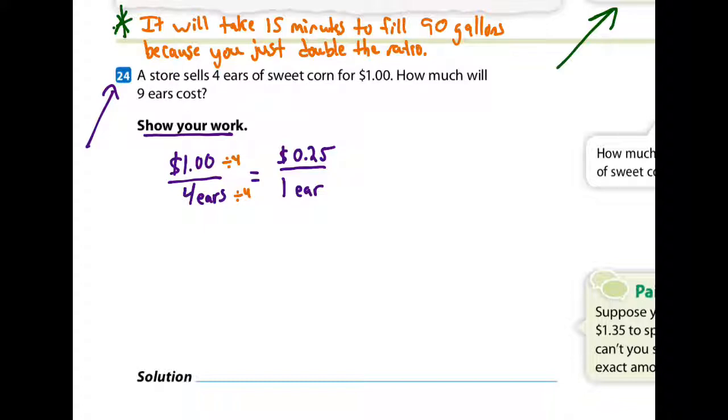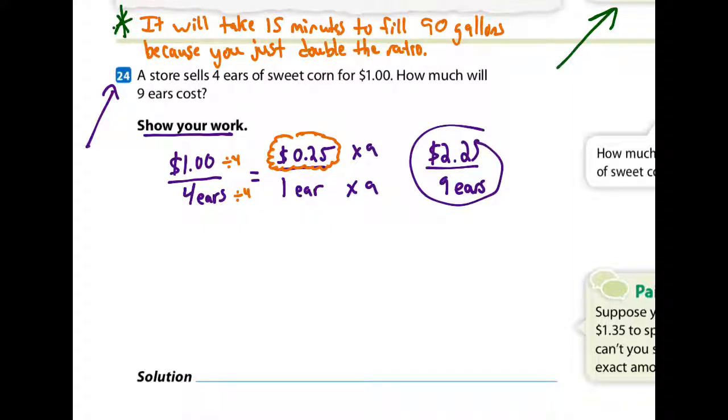Now, if you know 25 cents for 1 ear, remember this also gives you your unit rate right here. So just think, 1 ear of corn costs 25 cents. So this wants to know how much 9 ears will cost. Well, if 1 ear is 25 cents, to get 9 ears, you would just multiply by 9. And 25 cents times 9 ears is $2.25 for 9 ears. All right, so that's your solution to that one.